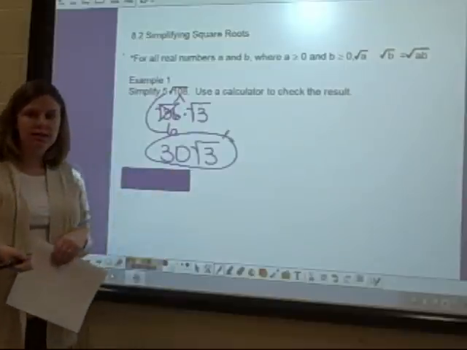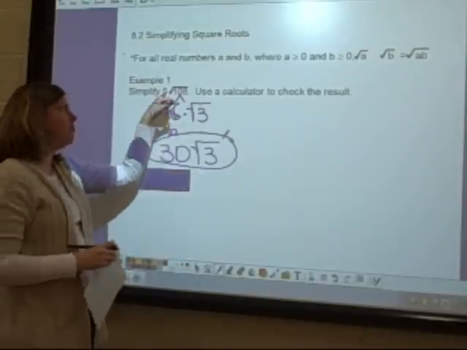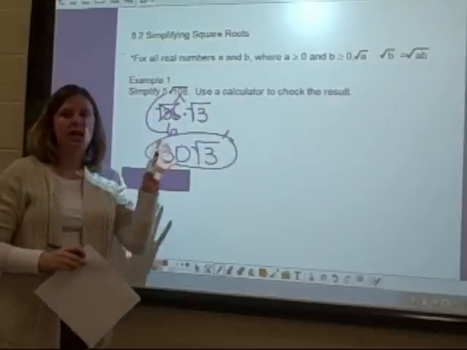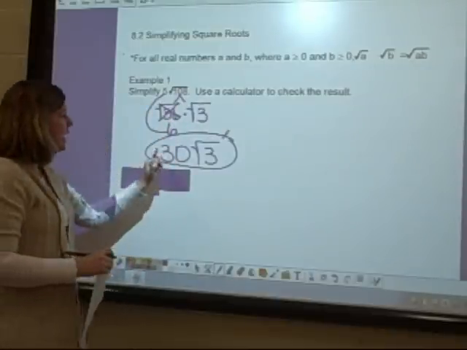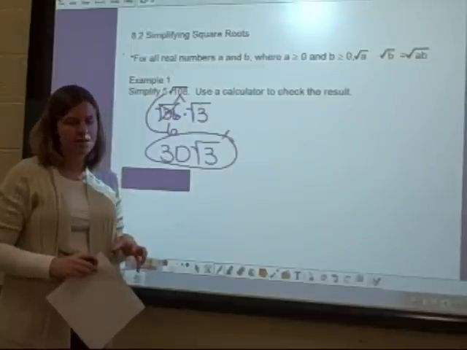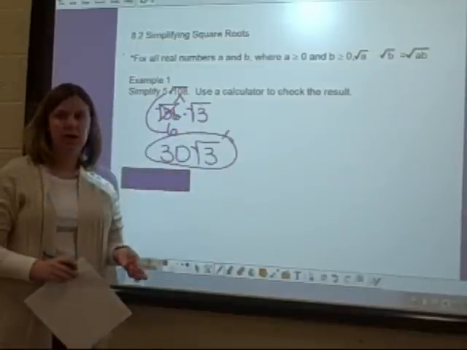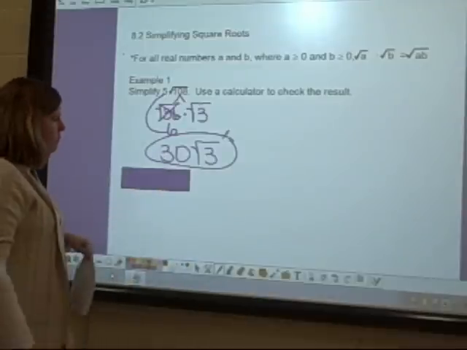Now, if I wanted to check this to make sure it was correct, I could type into my calculator 5 times the square root of 108 and write that number down. And then I could type in 30 times the square root of 3 and write that number down, and they should match up. So there is a way to check your answer with a calculator on these types of problems.